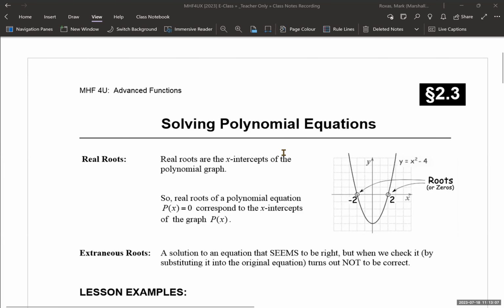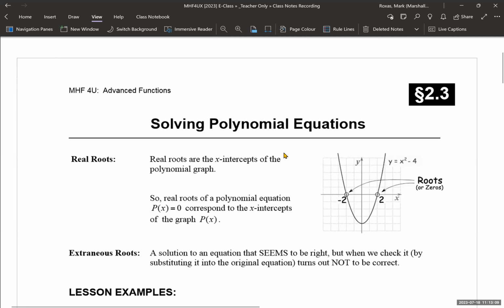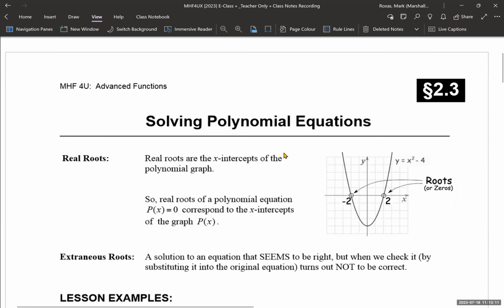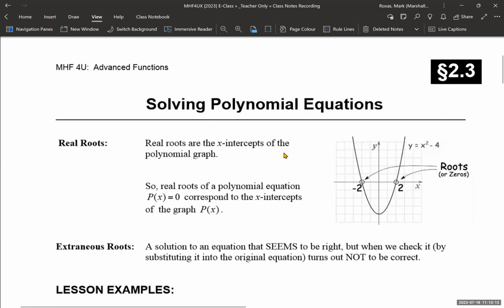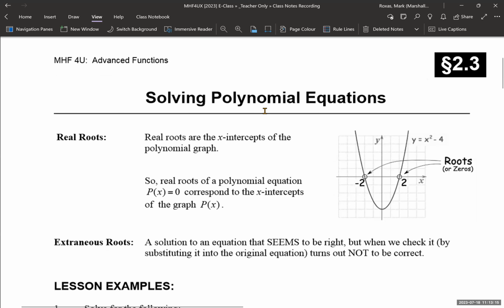Okay, this is lesson 2.3, solving polynomial equations. Let's talk about real roots. Real roots are the x-intercepts of the polynomial graph. So the graph crosses the x-axis. We call these roots or zeros or x-intercepts. So the real roots of a polynomial equation correspond to the x-intercepts of the graph.